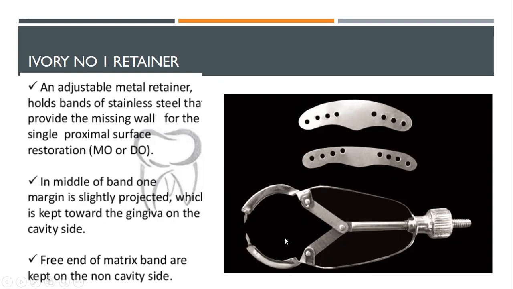So the Ivory number 1 is an adjustable metal retainer. You can see these are the metal bands. Basically, they will be used for either an MO or a DO. As you can see here, there is a projection in the band. This projection is always kept towards the gingival margin. So when we are placing the band, we have to make sure that this projection goes to the gingival margin, and these projections on the retainer have to go interproximally, right?